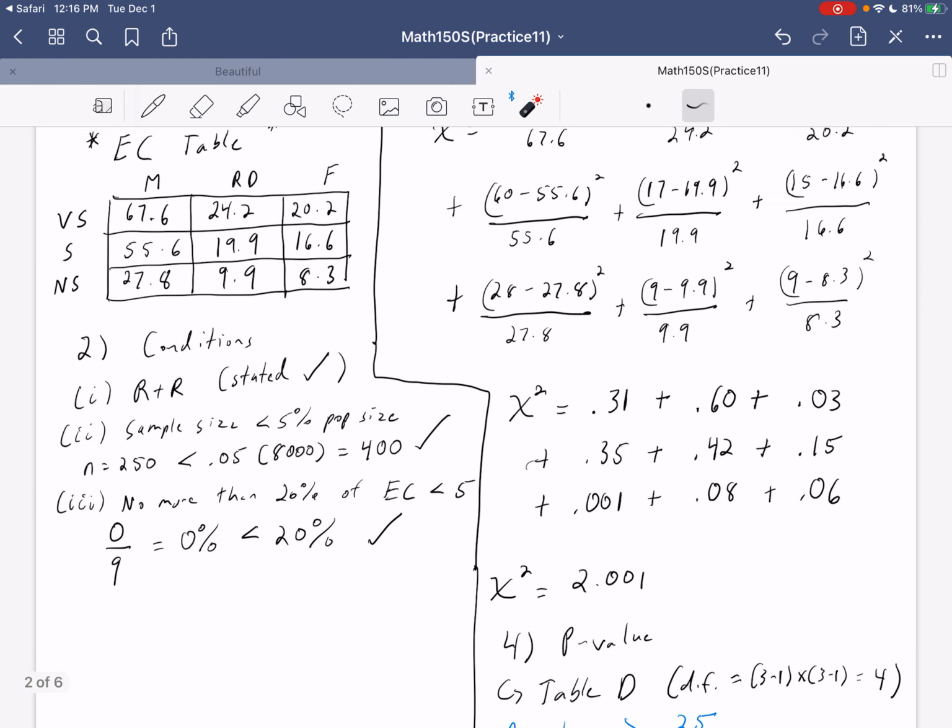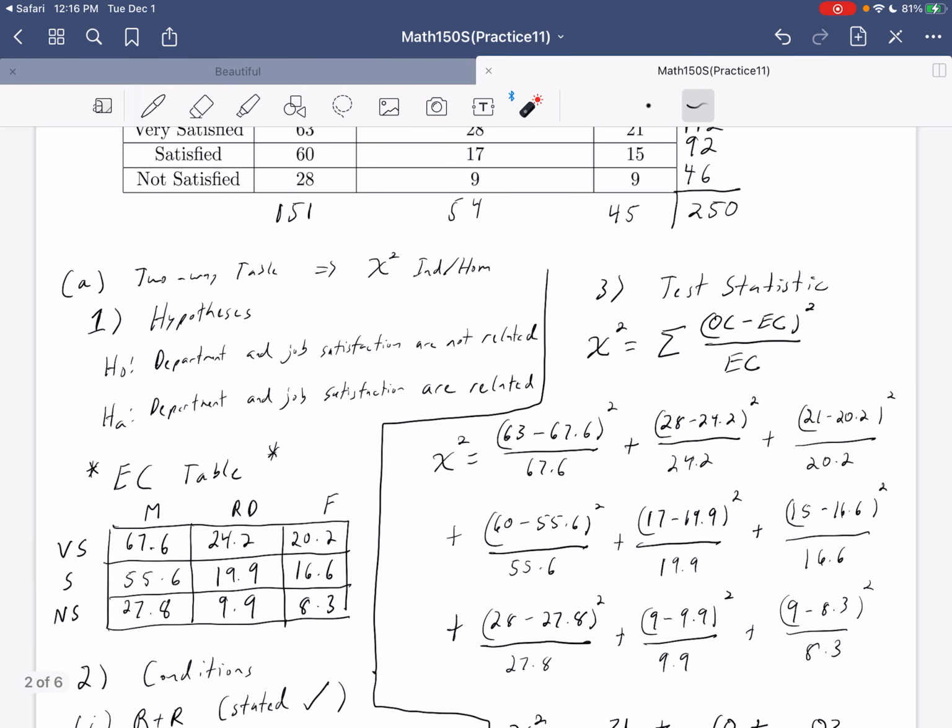So this was an example of the chi-squared test for independence and homogeneity. Remember, again, the main tip-off to perform this test is that there's a two-way table, or that the claim is about the relationship between two categorical variables.